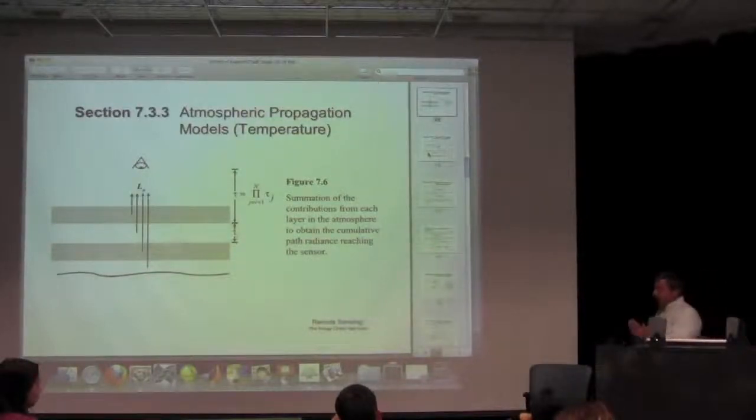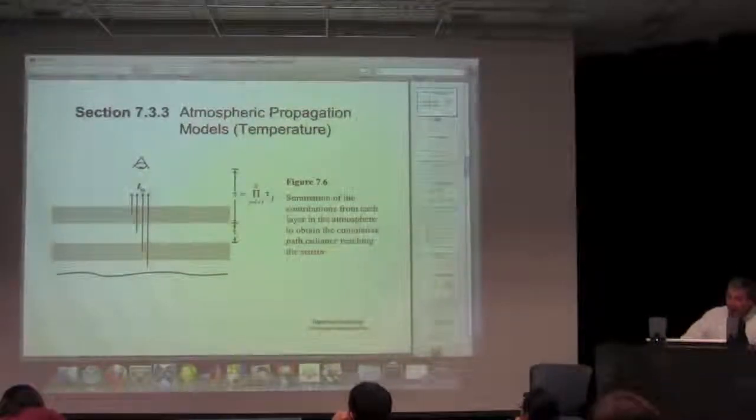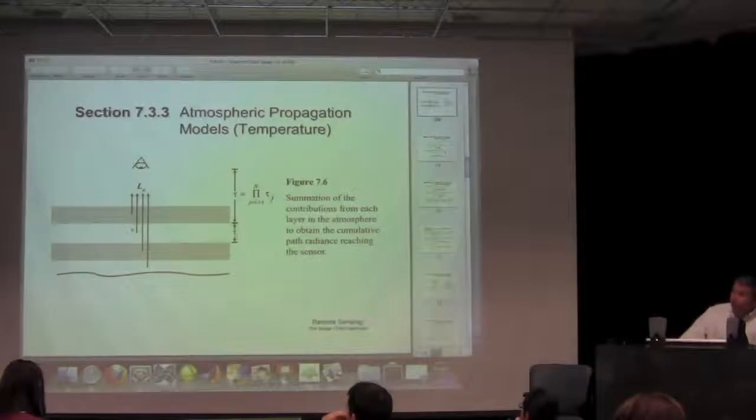So how do we deal with that? Well, you can actually break this problem down very nicely when you make these layered approaches, in the sense that if your sensor's sitting up here and you're looking down at the ground through an atmosphere, your path radiance, your upwelling radiance, is a combination of the upwelling radiance that originates in each of those layers of the atmosphere due to scattering of solar photons, due to self-emission of the photons in that layer. And you sum those all together.